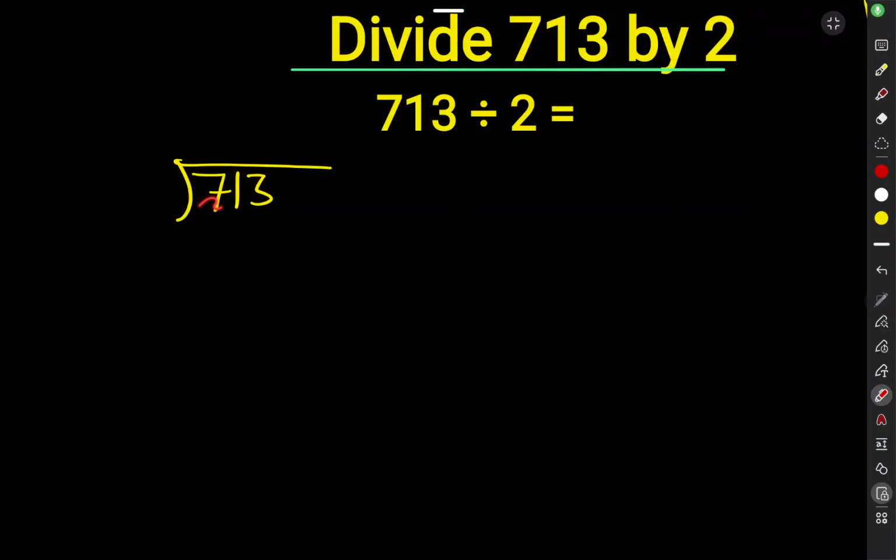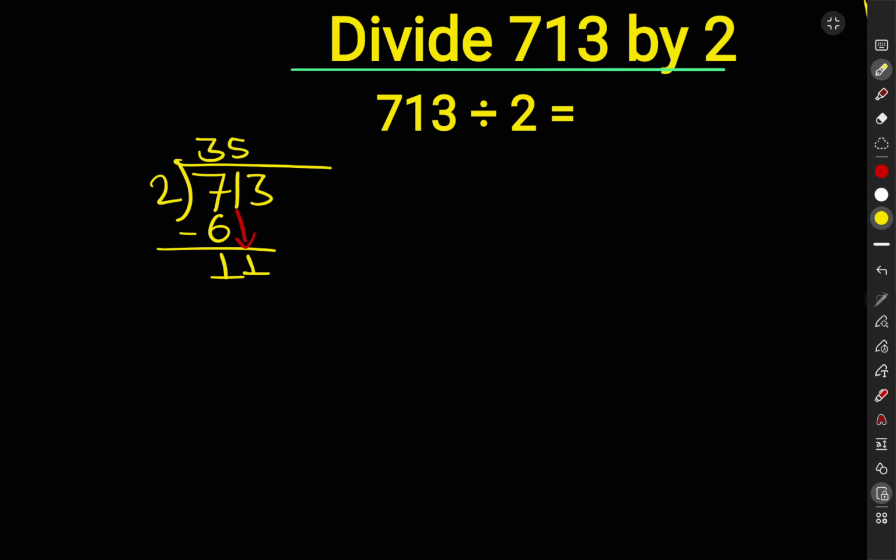We divide 713 by 2 in long division method. So 2 times 3 is 6. On subtracting we get 1. So now we put down this 1 and it is 11.